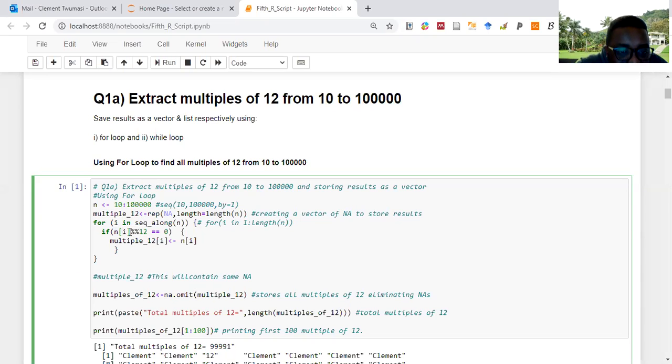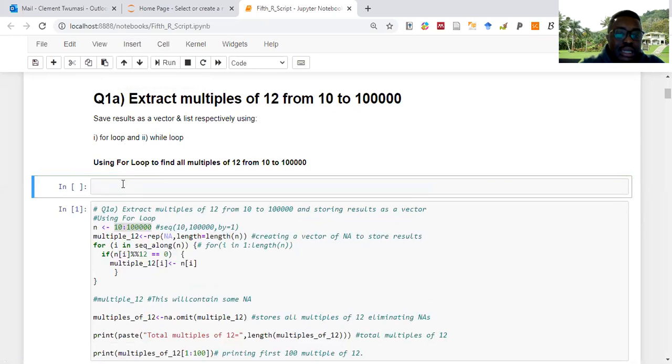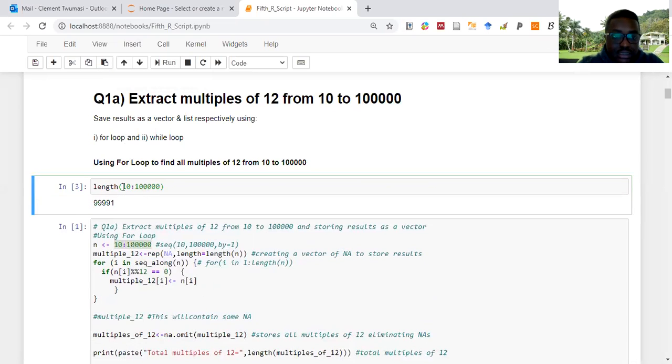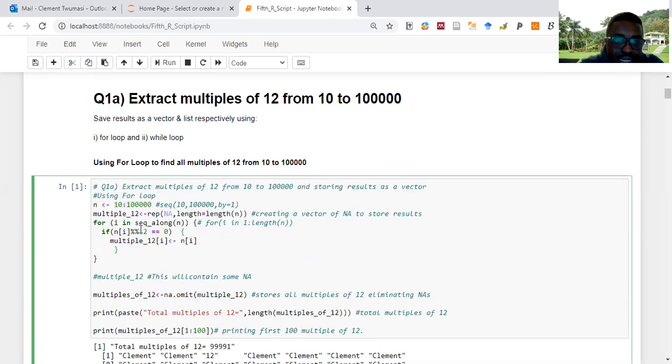So here we are considering if the number in the sequence divided by 12 gives us a remainder of 0, then it should save that number inside the holder that we created. So don't forget that we've created a holder. Let's check the length of this one. Basically, the length of this is 99,991. So after satisfying the condition, it is going to replace the NA that was originally created in the first position.